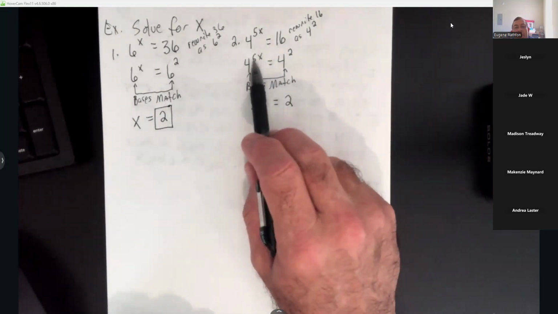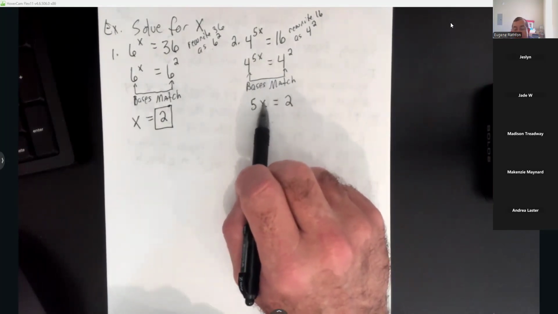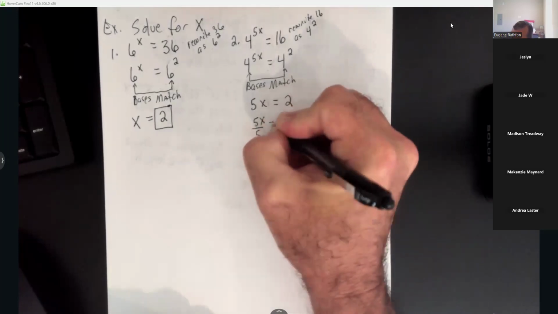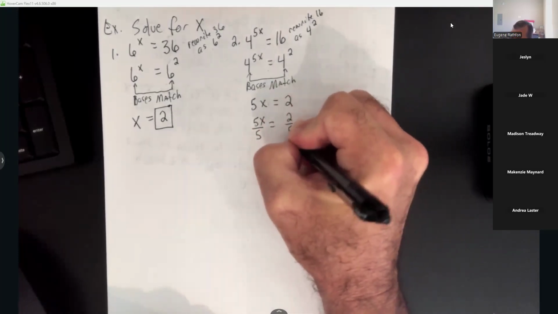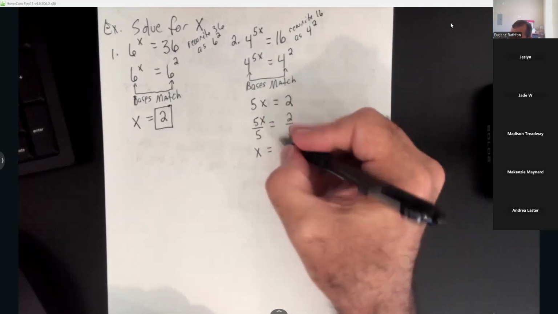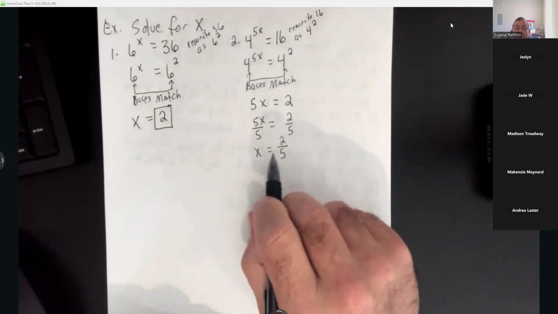On the last one I was done because I didn't have any work to do. But y'all, this one I can go further because I can solve this for x. To solve that for x, we simply divide both sides by the 5. So that cancels, giving me a 1x. And then we can't do anything to that, so that's going to stay 2/5.